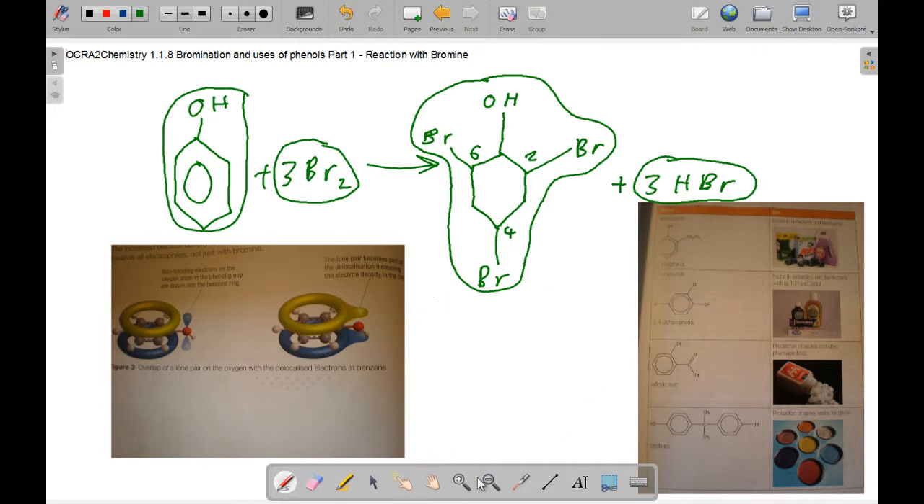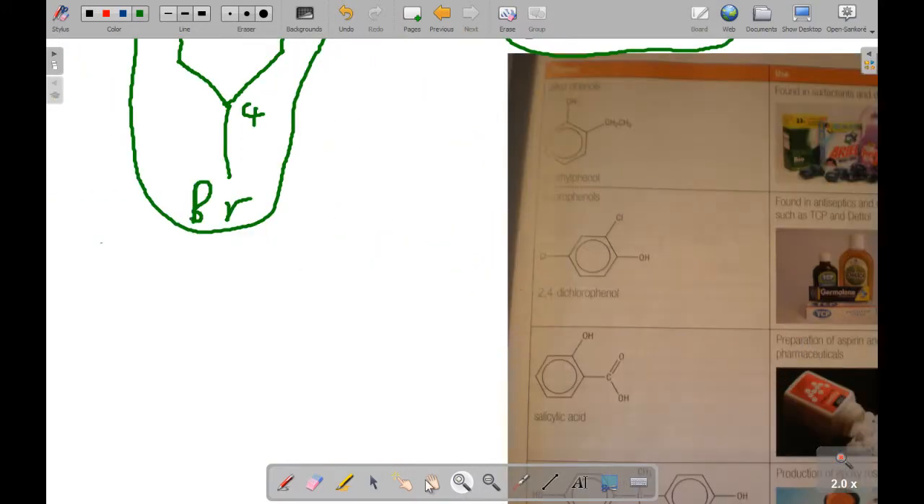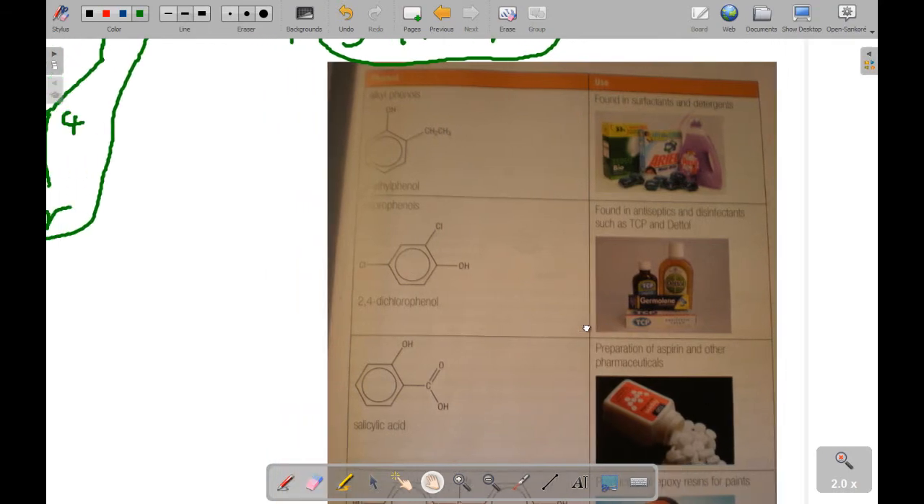So now I'll go through the uses of phenols. And phenols are used in quite a few things actually. Methylphenol, as we looked at earlier, is used in detergents. And chlorophenols, like this, 2,4-chlorophenol, is found in antiseptics and disinfectants, such as Dettol. And salicylic acid is used in pharmaceuticals.